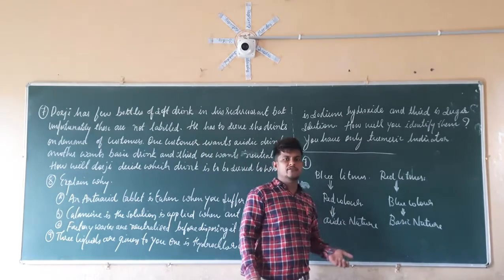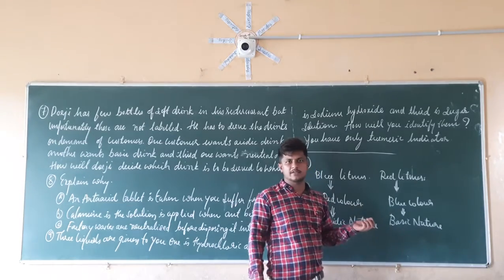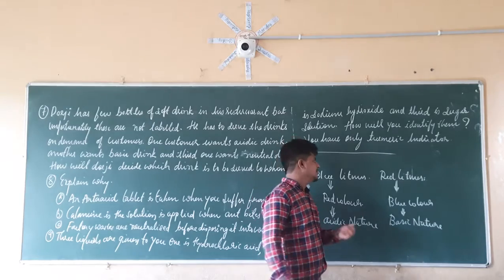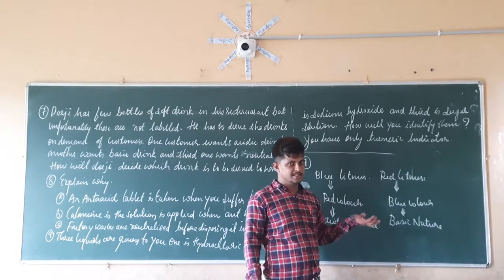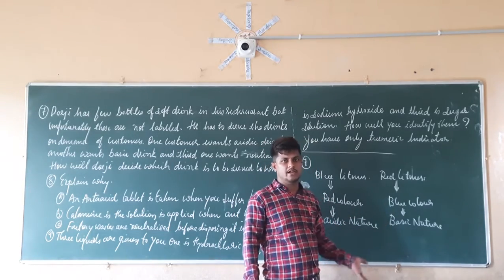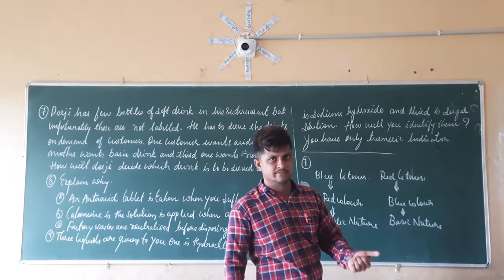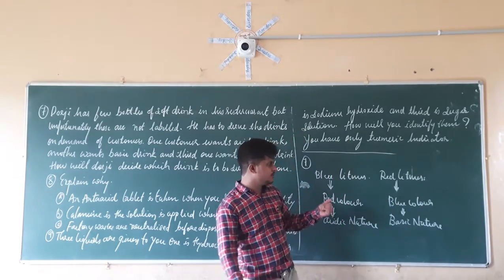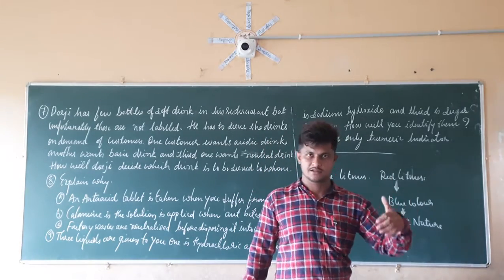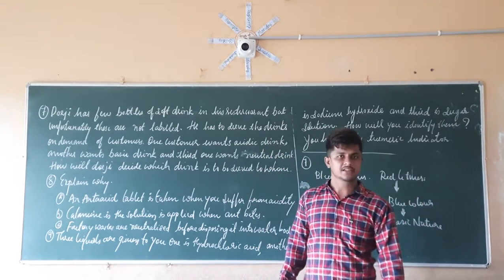Again he is going to add a few drops of another drink on both the blue litmus as well as the red litmus. If the blue litmus doesn't change its color to red, and in the same manner the red litmus doesn't change its color to blue, if there is no change in color, then that liquid is neutral in nature. So that drink is going to be served to customer number 3.